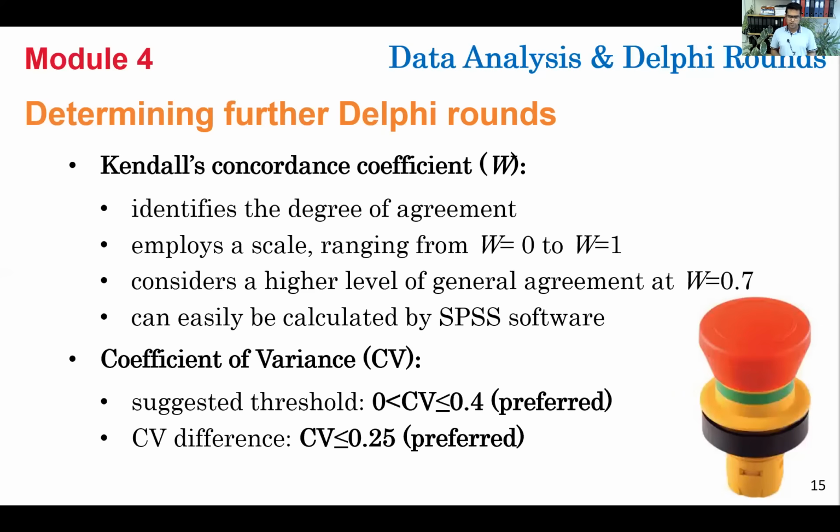We can also concentrate on having a small CV difference between two subsequent rounds to stop further rounding. And as I placed here, my preference is a CV difference less than 0.25. Let's see the example now.